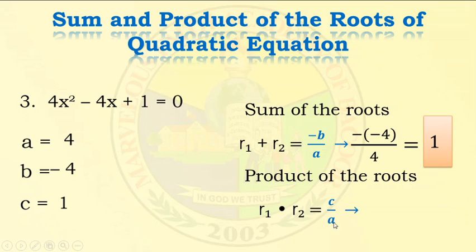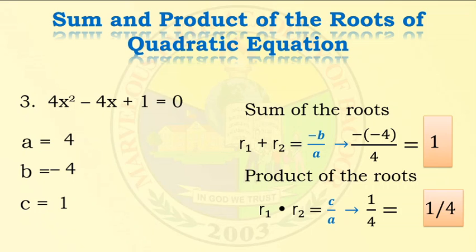Okay? Then next, for the product of the roots, we have r sub 1 times r sub 2 equals to c over a. Okay, so ang value ng c natin ay 1 at ang value ng a ay 4. Okay, so 1 over 4, the answer is 1 over 4. Okay, so that is the sum and product of the quadratic equation 4x squared minus 4x plus 1 equals to 0. Okay, so tapos na tayo sa pag-identify ng sum and product of roots.